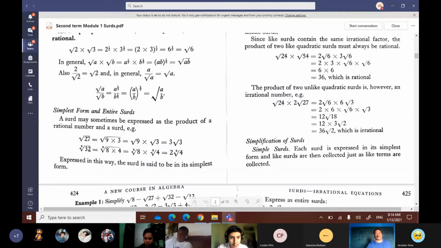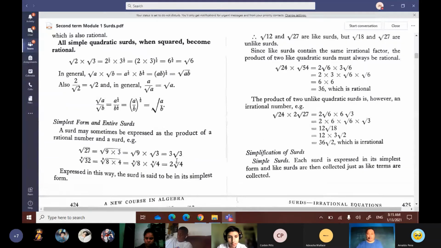Similarly, the cube root of 32 is like saying the cube root of 8 times 4, which we can split. So that is equal to the cube root of 8 times the cube root of 4. But the cube root of 8 is 2, so the answer is 2 cube root of 4. Expressed in this way, the surd is said to be in its simplest form.